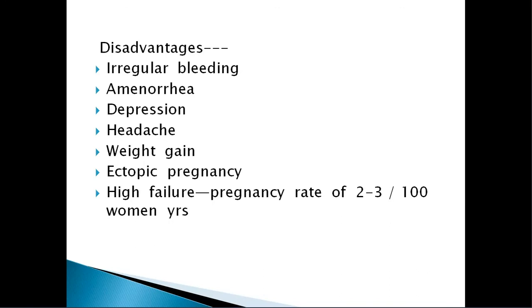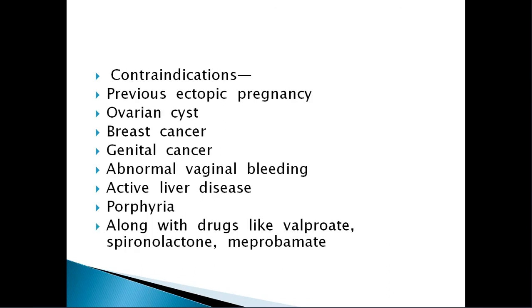Then the failure rate is higher with progesterone only pills. The pregnancy rate is about 2 to 3 per 100 women years, whereas with OC pills it is 0.1 to 0.2 per 100 women years. It is 10 to 20 times more with progesterone only pills. But still they have their usefulness, as in patients where estrogens are contraindicated, this can be used.